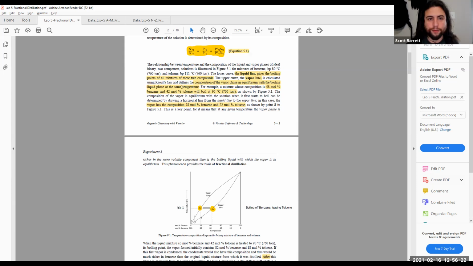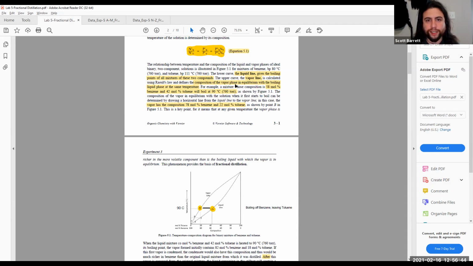And then going forward, the upper curve, which is the vapor line, is calculated using Raoult's law and defines the composition of the vapor phase in equilibrium with the boiling liquid phase at the same temperature. So it may be a little confusing because as you can see, you have your liquid line here and your vapor line here, but we'll go ahead and go forward to understand further what they mean by that by using an example.